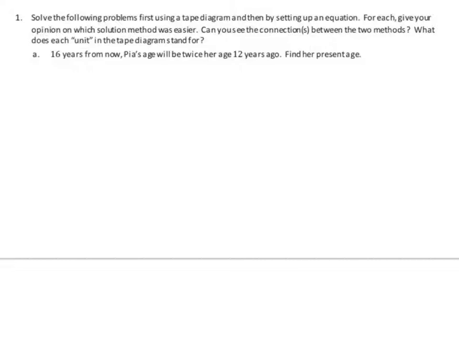And again, we're not using a tape diagram. So solve the following problem by setting up an equation. For each, give your opinion on which solution method was easier. Can you see the connections between the two methods? What does each unit in the tape diagram stand for? Blah, blah, blah. Sorry, that was negative. But I'm cracking myself up.